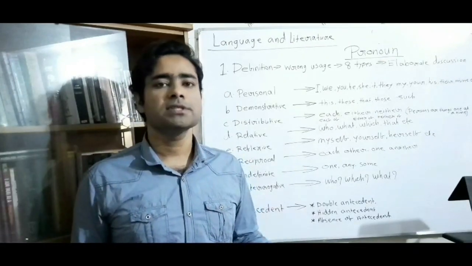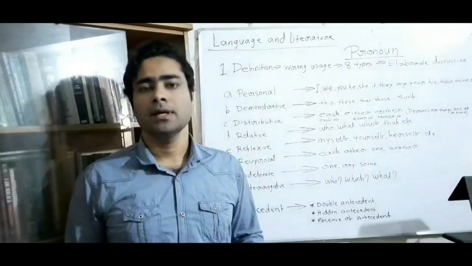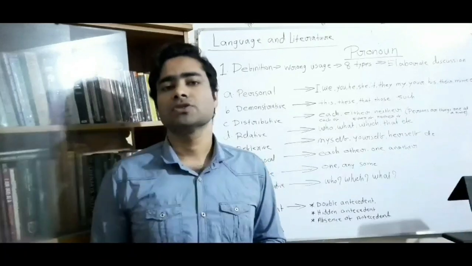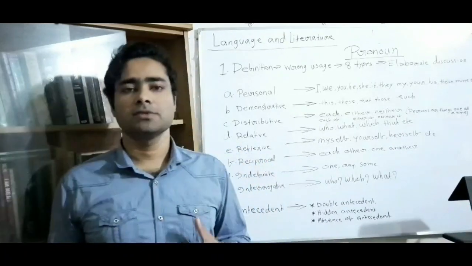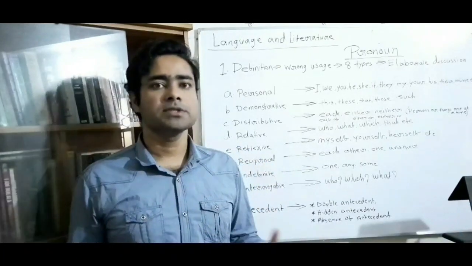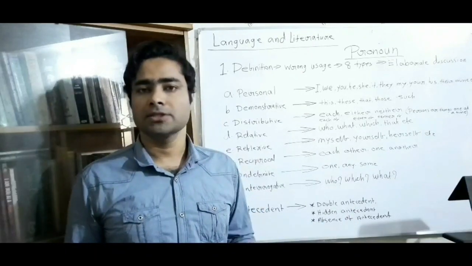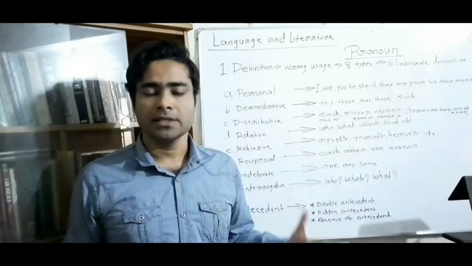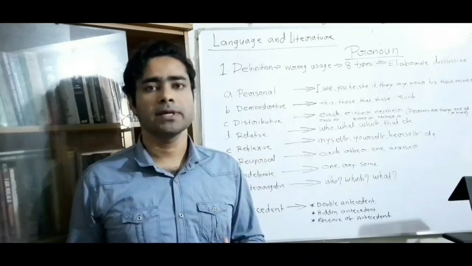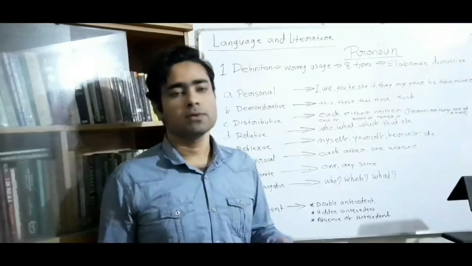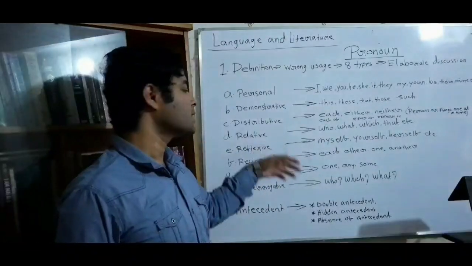For example, each of the students is happy. Either of them is sad. So these are distributive pronouns. So we use distributive pronouns when we want to refer to each member of a group separately. It is called a distributive pronoun, and a distributive pronoun is always followed by plural nouns but singular verbs. So when we're done with distributive pronouns, we can go to the relative pronoun.